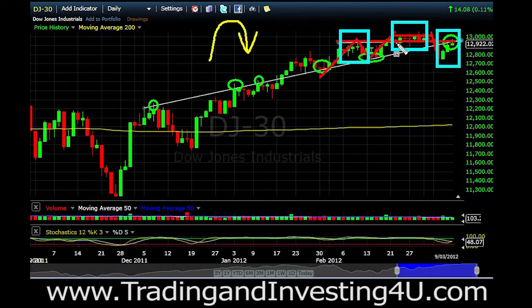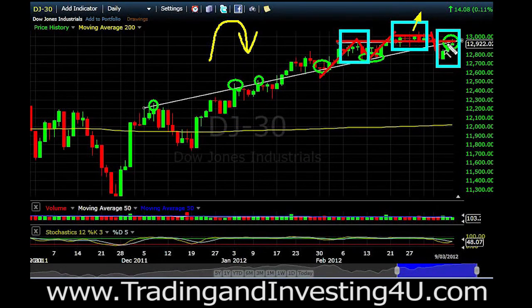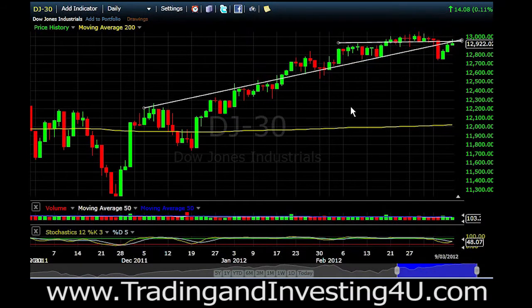We have a stop and reverse pattern where the market could not actually break up and continue going up through here. It stopped, came down, and now it's run back up. It looks like it's potentially giving us a head and shoulders as well. So that's 3 different things telling us that the market is likely to go down here.